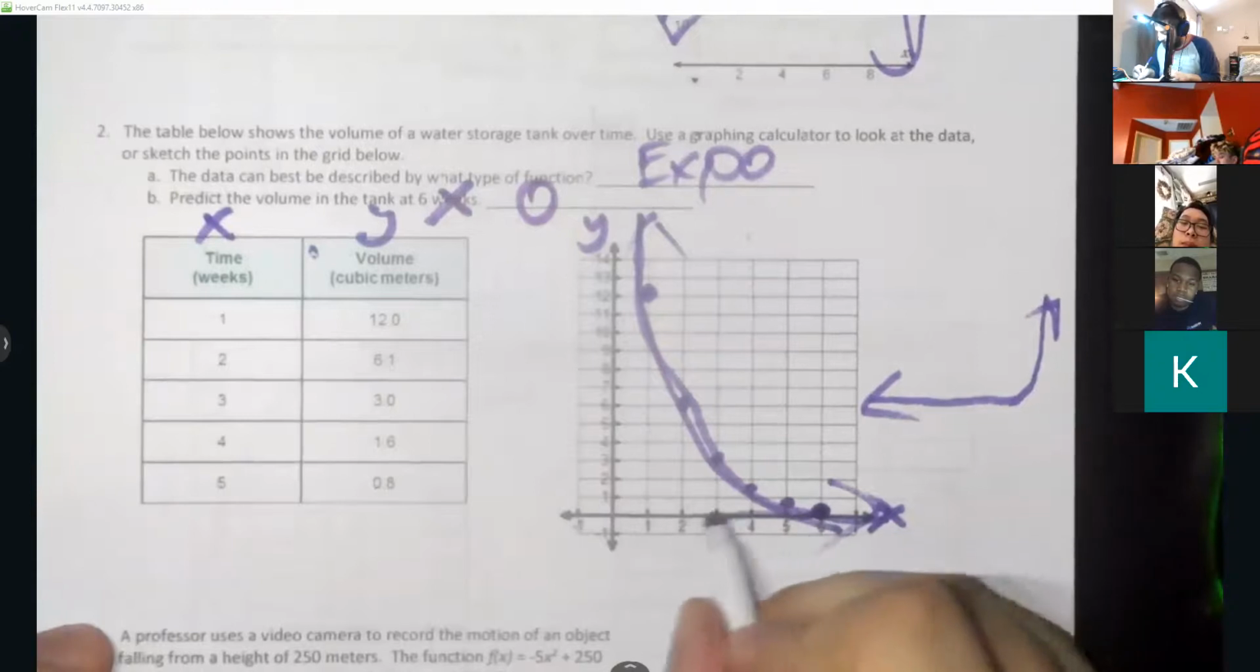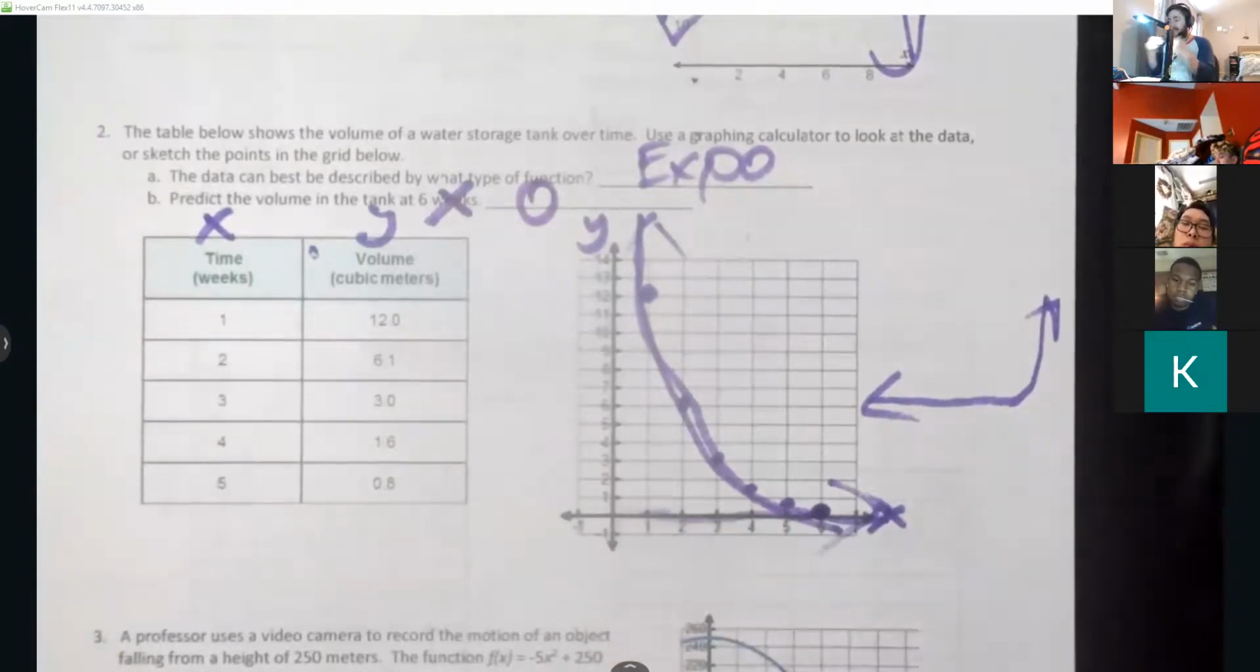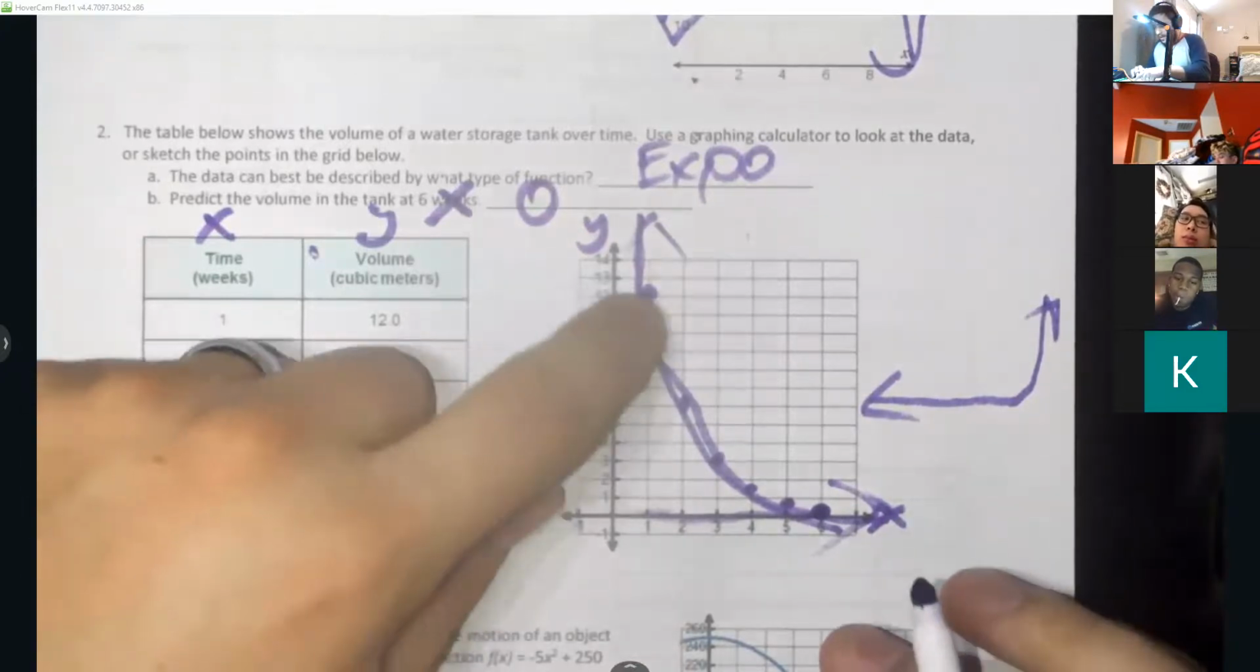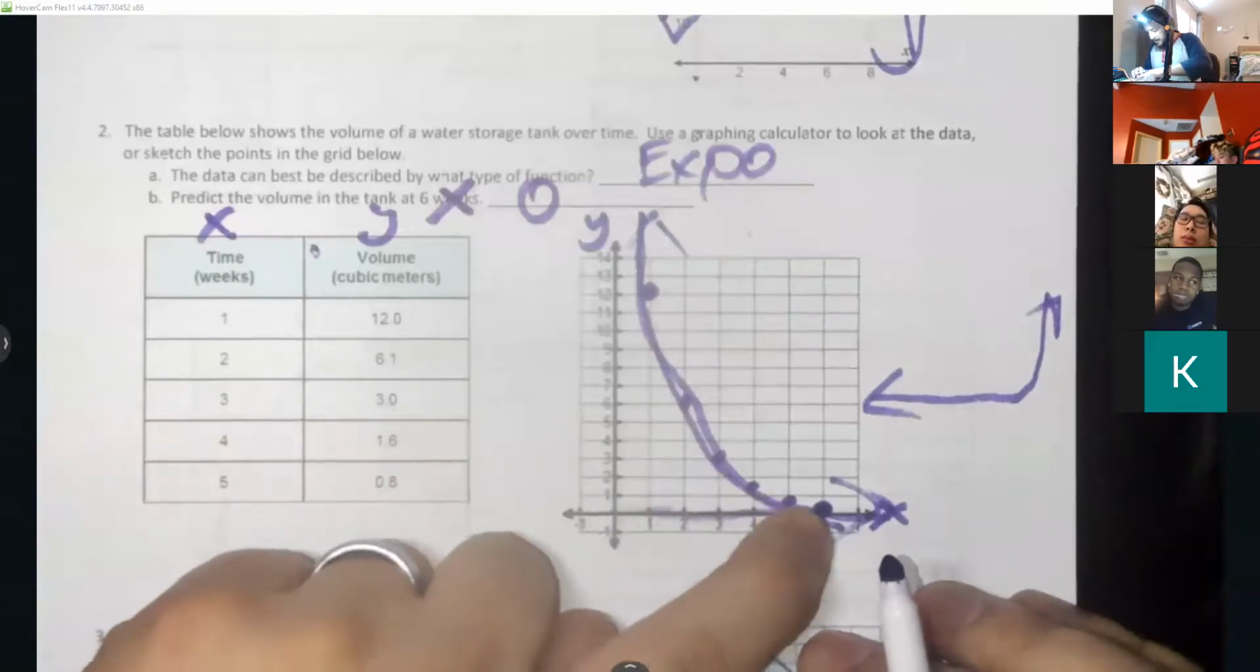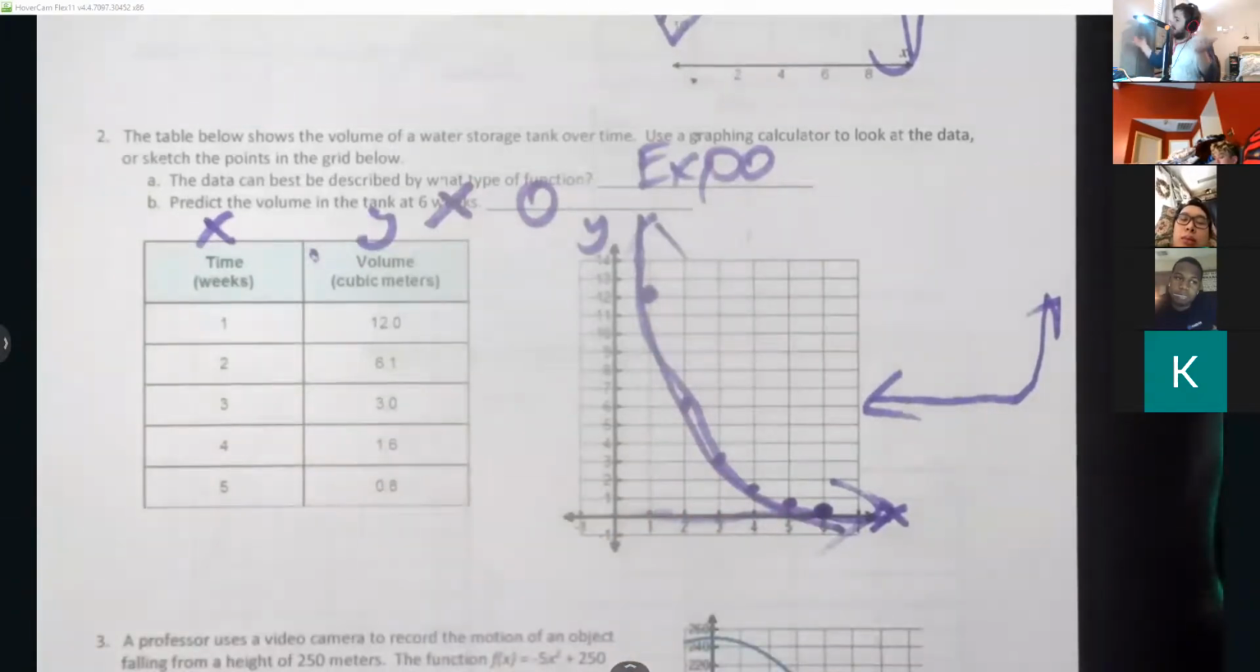That Y value right here is practically on the X-axis, so yeah, 0 is probably close enough. And think about the situation. If you're draining water from a tank, it starts off with a lot, and then there's less, and then less, and then less. If you keep going, there's eventually not going to be any water in the tank. So yeah, 0 is probably a pretty good prediction.